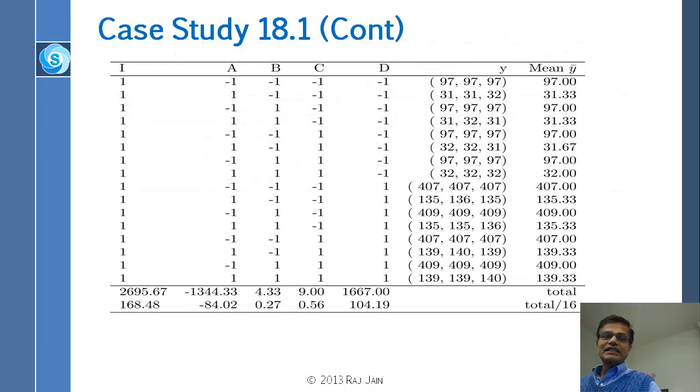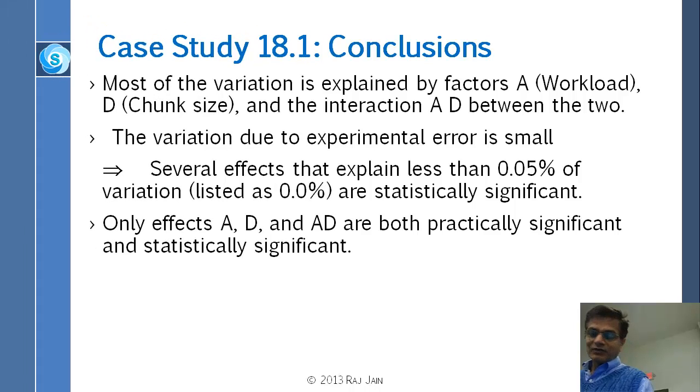So you could easily conclude that really, if you wanted to improve your memory interaction, memory performance, all you do is allocate whatever chunk it is telling you, small or big. And it doesn't matter what algorithm you use. All right, so the conclusion is most of the variation is explained by A, D, and AD. The variation due to experimental error is small, so that is one thing. Several effects explain less than 0.05% of the variation. Only AD are significant. All right, that's it.